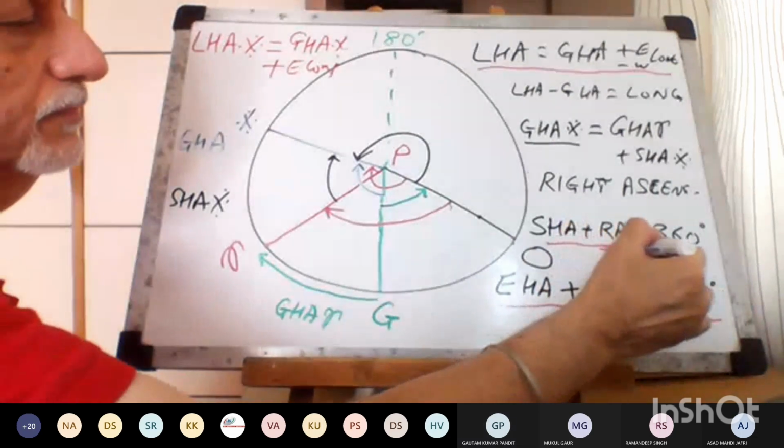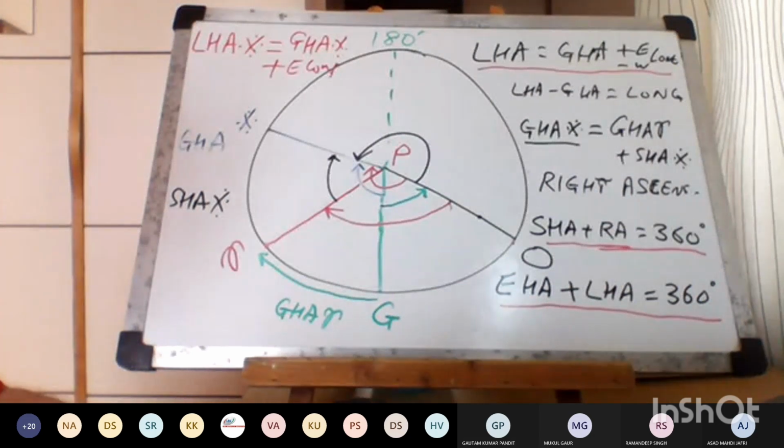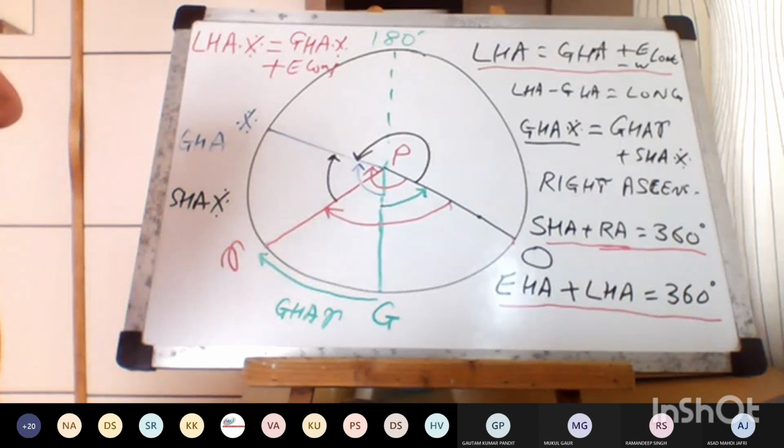Yes, sir. SHA plus RA is equal to 360. EHA plus LHA is equal to 360. Any question on this diagram on the hour angle?